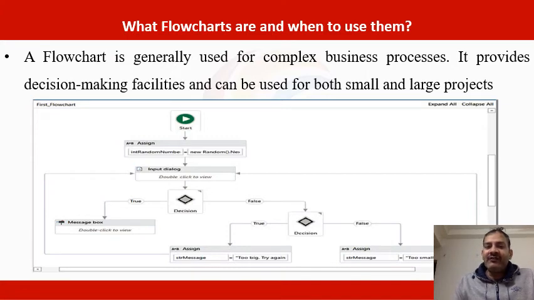I have already shown you the same figure, the same slides, in the previous lecture, where we used the concept of process and flowchart. This is exactly the same slide, and the material is also the same. A flowchart is generally used for complex business processes, provides decision-making facility, and can be used for both small and large projects. If you can recall, we have already discussed this.